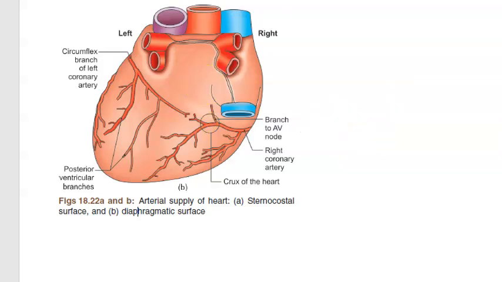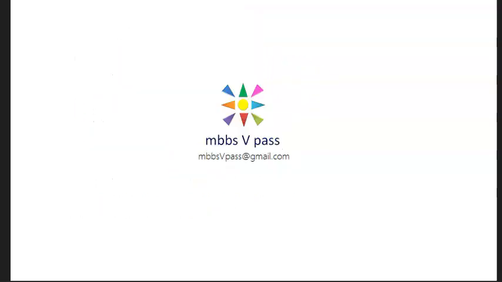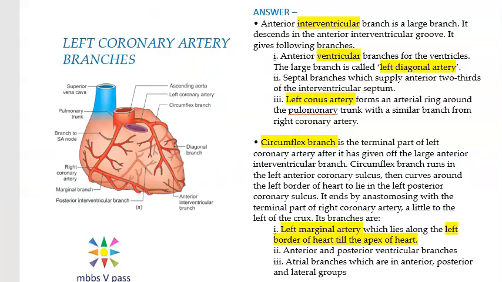Then left, what are you seeing here? On the left back side, what are you seeing? That circumflex fellow had given the marginal, remember, along the left border, which will go till the apex, correct? That's all you have to know. Then small anterior, posterior branches, I keep telling you, anterior, posterior, you write for everything. One more thing you should remember: in only 40% of people, SA node is supplied by whom? Left coronary. So somewhere you have to write that point also. Left coronary, in only 40% of people, will supply the SA node.